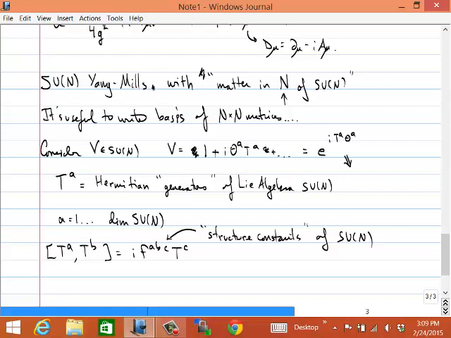So if you want a simple example, you could think of SU(2), where the T's are given by the Pauli matrices, and the structure constants are just the epsilon symbol, epsilon^{ijk}. That's the commutator algebra of the Pauli matrices.